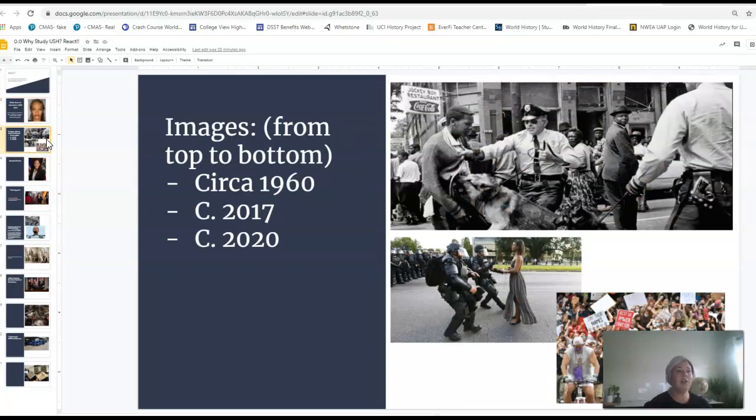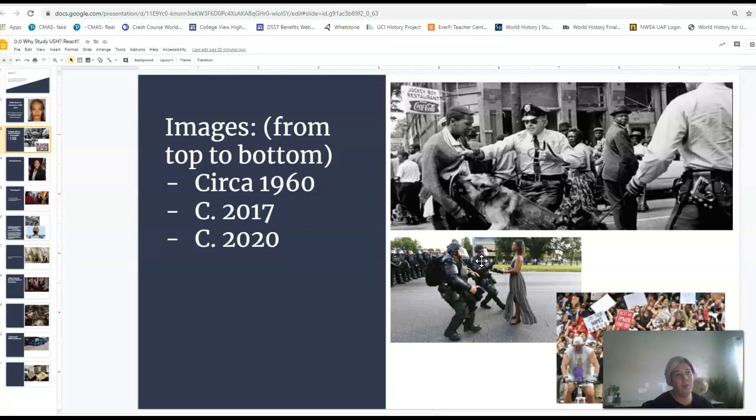So the first one comes from the Civil Rights Movement of 1960, this black and white image. You see police officers, German shepherds, people protesting for their civil rights. And the second one down here is from 2017. If you remember the Charlottesville protests that happened, white supremacists and that uprising. And then this last one is from 2020, just this summer. That was here in Denver.